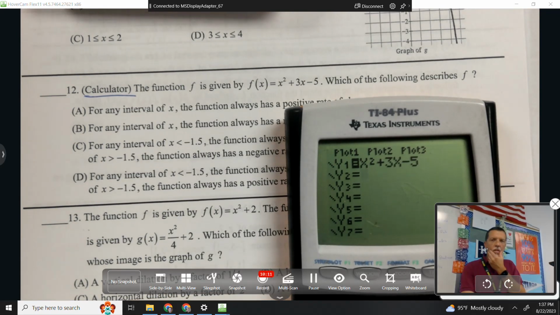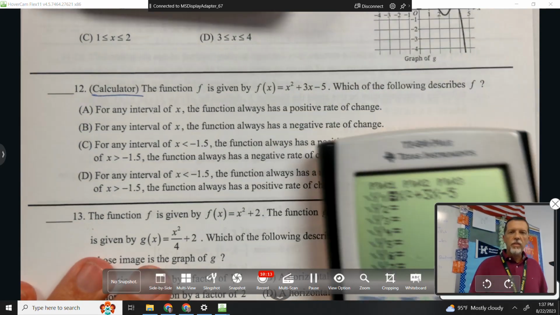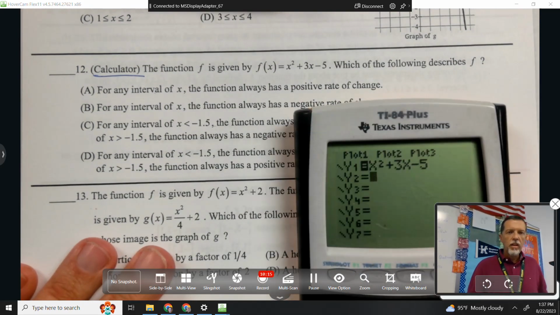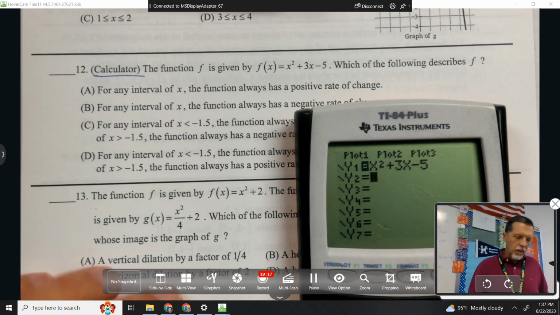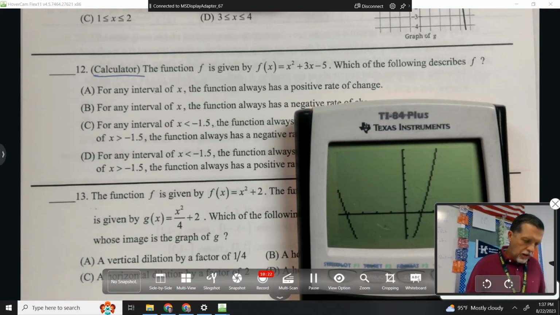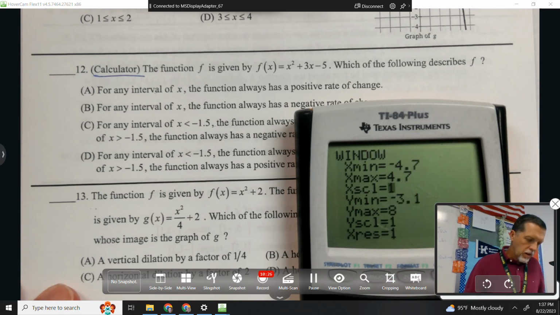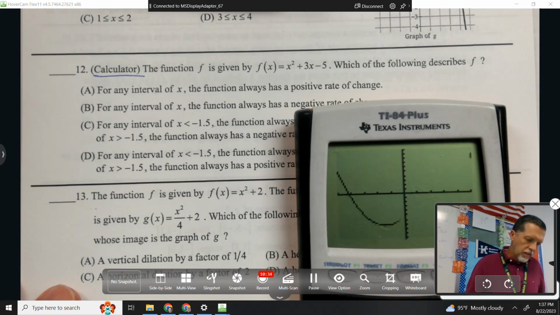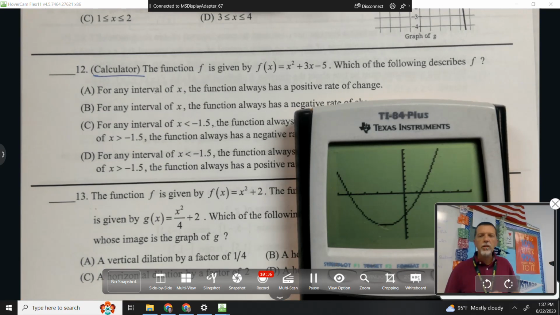squared plus 3x minus 5. Which of the following describes f? Yeah, it's talking about the graph. That's why I grabbed the calculator. So let's see what's going on. I don't know about that for a window. See if that gets it. Yeah, good enough. I think I can answer questions based on that.